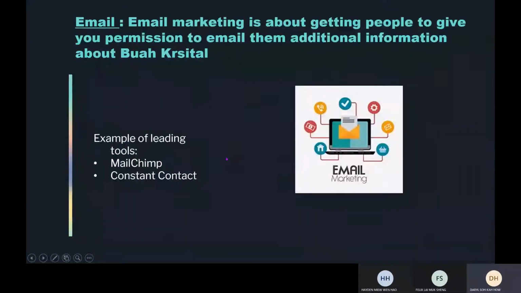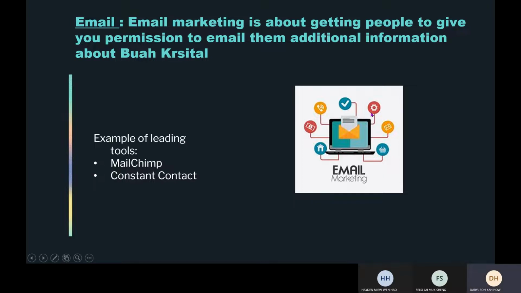Okay. So first, the technology that we can use is email. Email marketing is about getting people to give you permission to email them additional information about buah crystal. The example of leading tools is MailChimp and Constant Contact. Here is the example, the image.